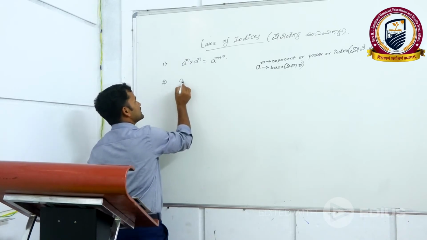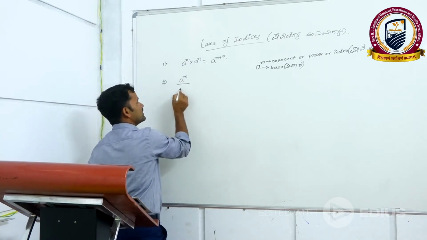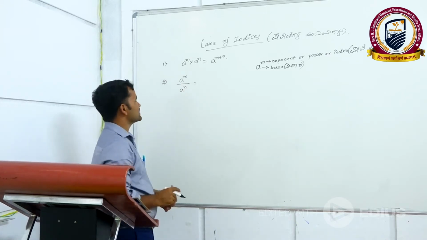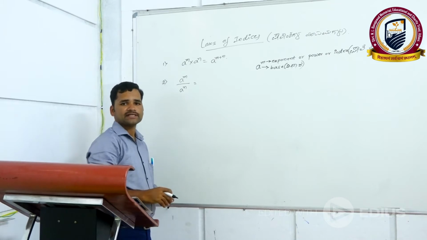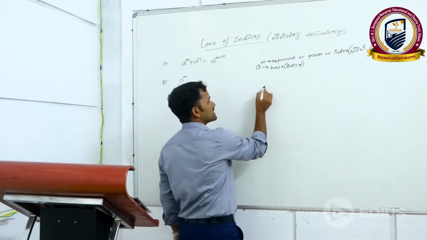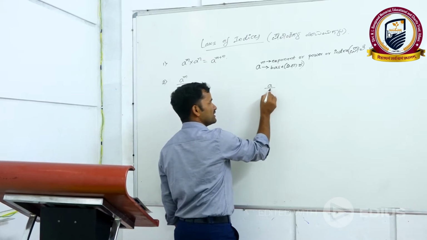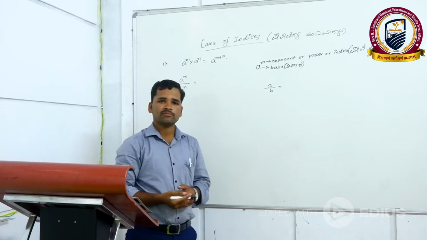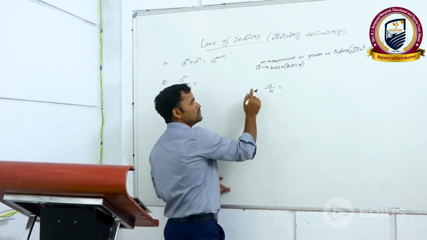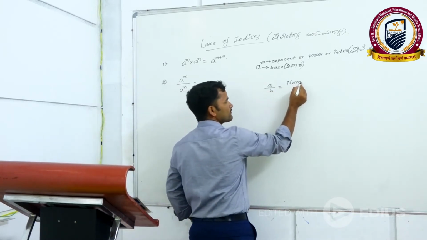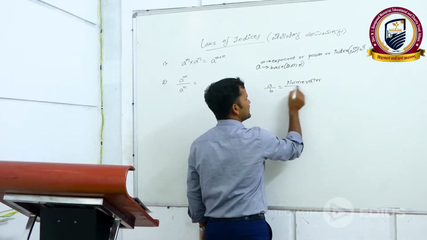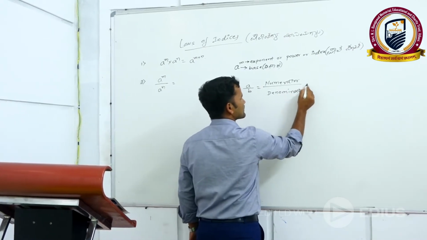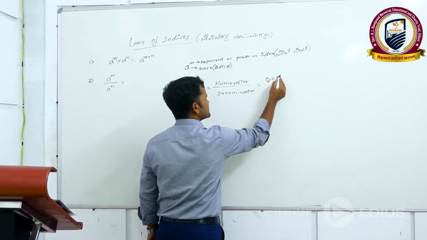Next, a to the power m by a to the power n, divided by. A to the power m is in the numerator and a to the power n is in the denominator. Suppose we have a by b. A is in the numerator and b is in the denominator. In Kannada, numerator is amsha and denominator is cheda. Amsha by cheda.